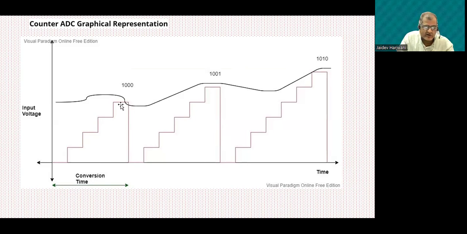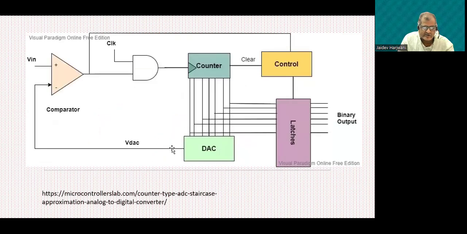Now if I want to convert the next voltage to a digital output, again I have to start counting from the beginning. As the counting increases, the voltage is also increasing, so we can know the actual voltage. We can compare this voltage and find which digital output it corresponds to.